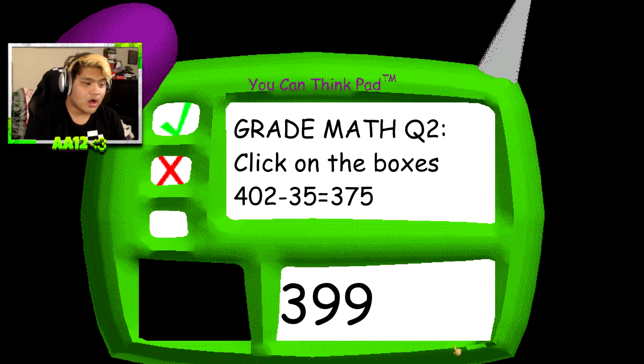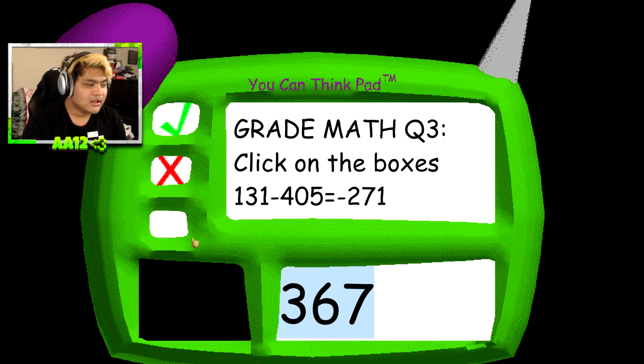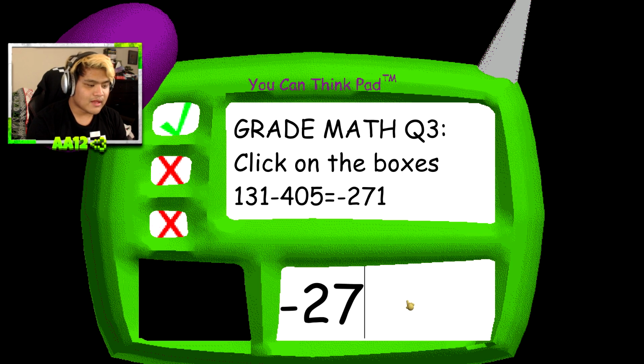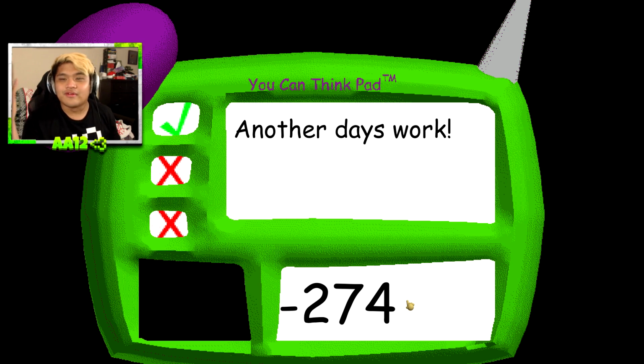This one's actually wrong, and we put the right answer. So this one will be a 367, and we enter that. And then over here, obviously we would make sure it's right as well. 131 minus 405. Again, doing it all on my phone. And this one's also a right answer. And then we give them the correct answer right here. So negative 274. We click correct. Another day's work. All right.